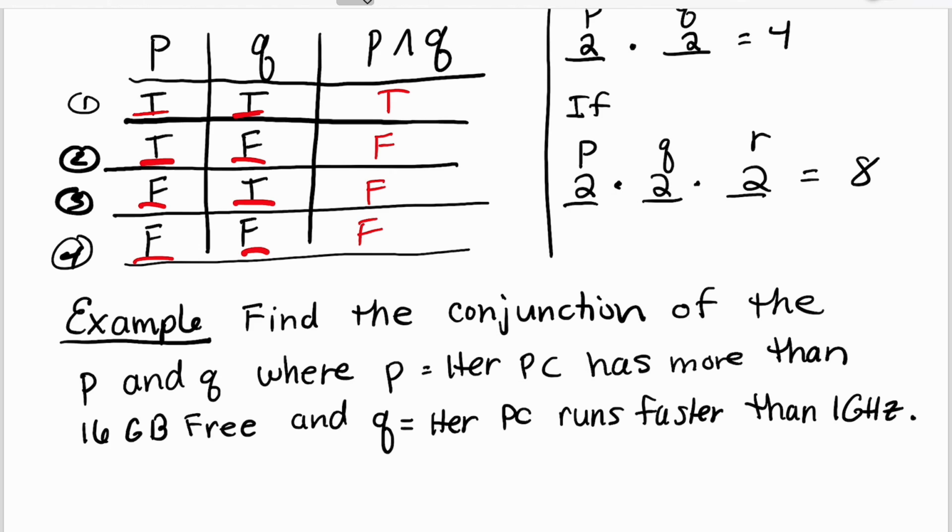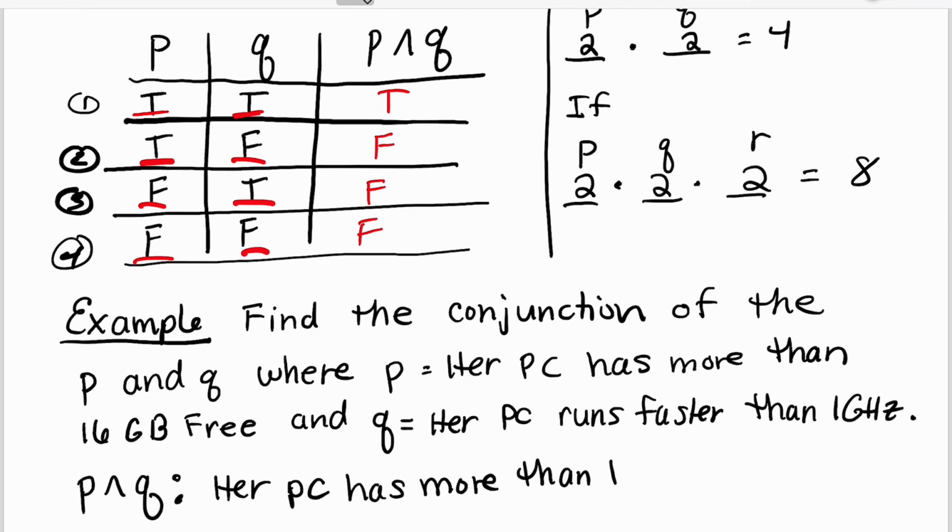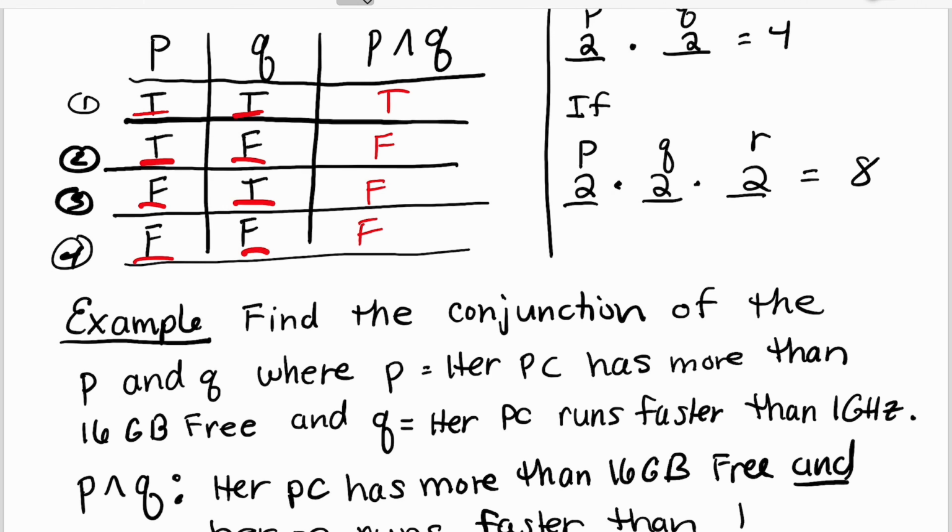So if I want to find the proposition of this in words, here it is in symbols, P and Q. But if I want to find that in words, I would say: her PC has more than 16 gigabytes free, and her PC runs faster than 1 gigahertz.